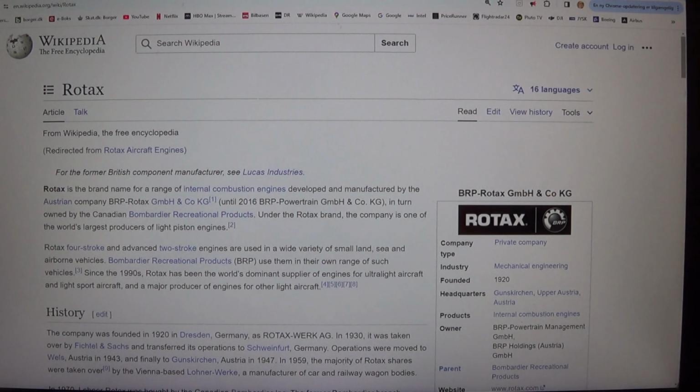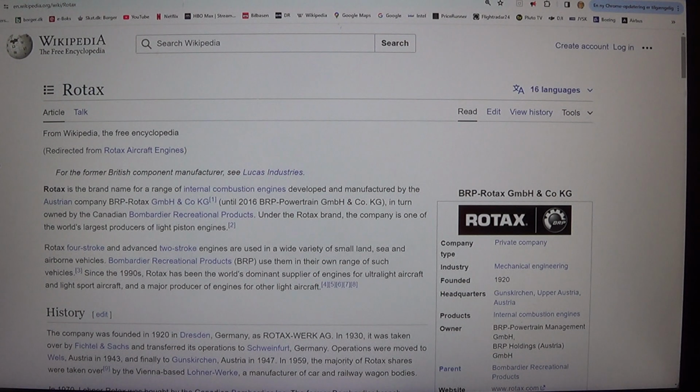For the former British component manufacturer, see Lucas Industries. Rotax is the brand name for a range of internal combustion engines developed and manufactured by the Austrian company BRP-Rotax GmbH & Co. KG, until 2016 BRP Powertrain GmbH & Co. KG, in turn owned by the Canadian Bombardier Recreational Products.